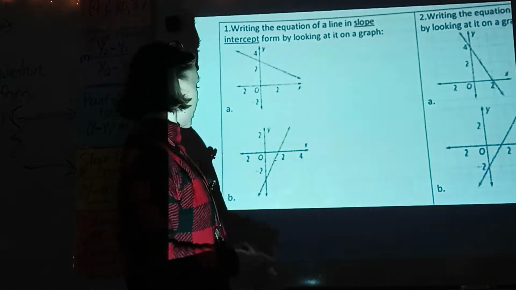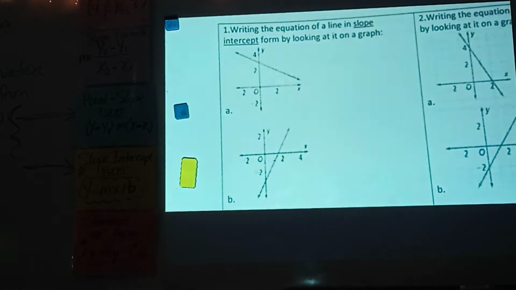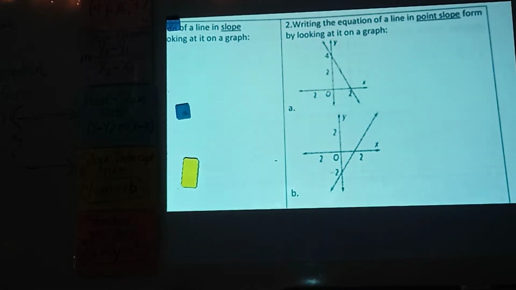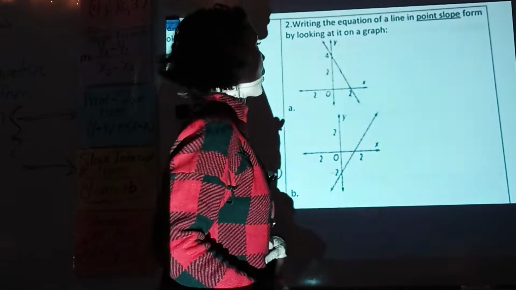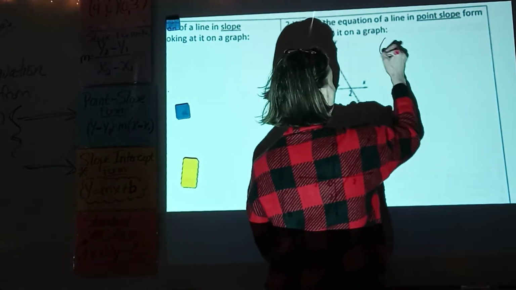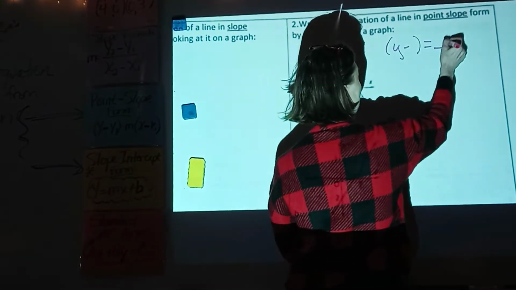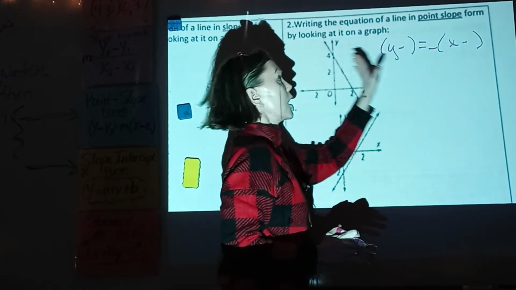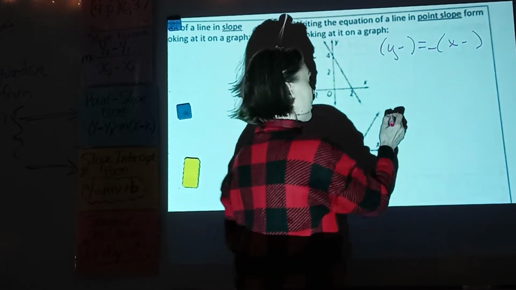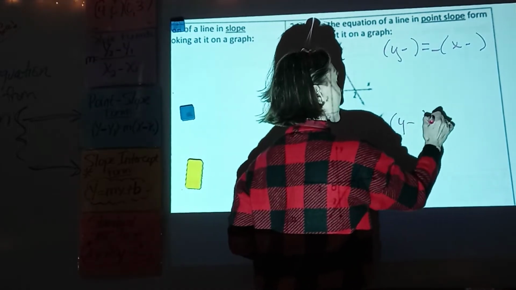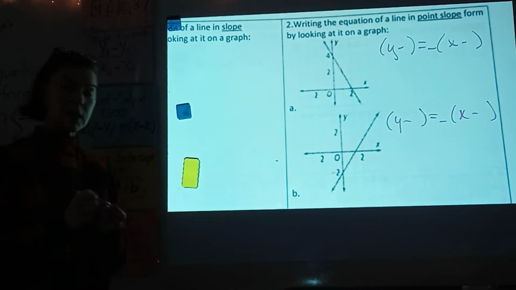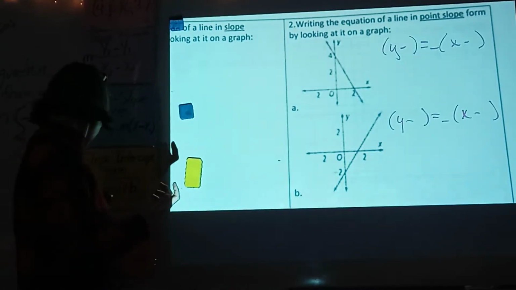Now we go to number 2. We're going to do the same thing. You have to be able to write the equation of a line just by looking at it on a graph in point-slope form. So you should write the empties, y minus, okay, same thing, just like we did with y equals mx plus b, you're going to write it in point-slope form. Rewrite point-slope form with the empties.